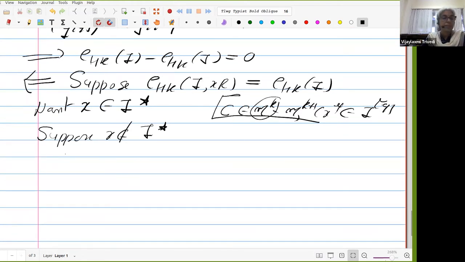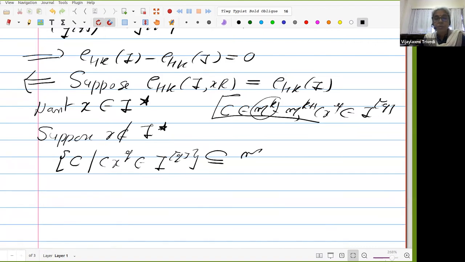So it says the set of c such that c x^q belongs to I^[q], this kind of elements, in fact belong to m^[q] over K, L, for some constant L.